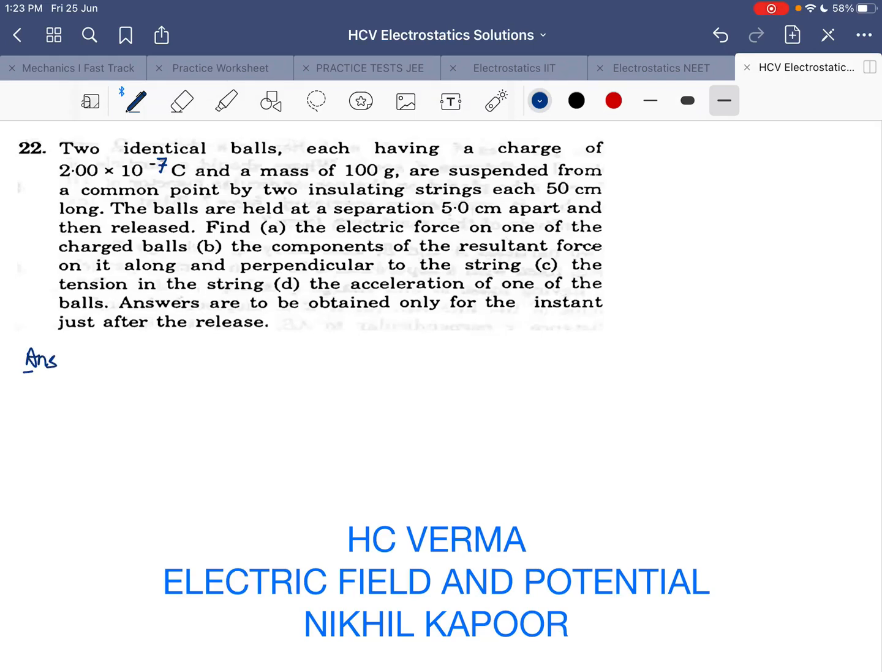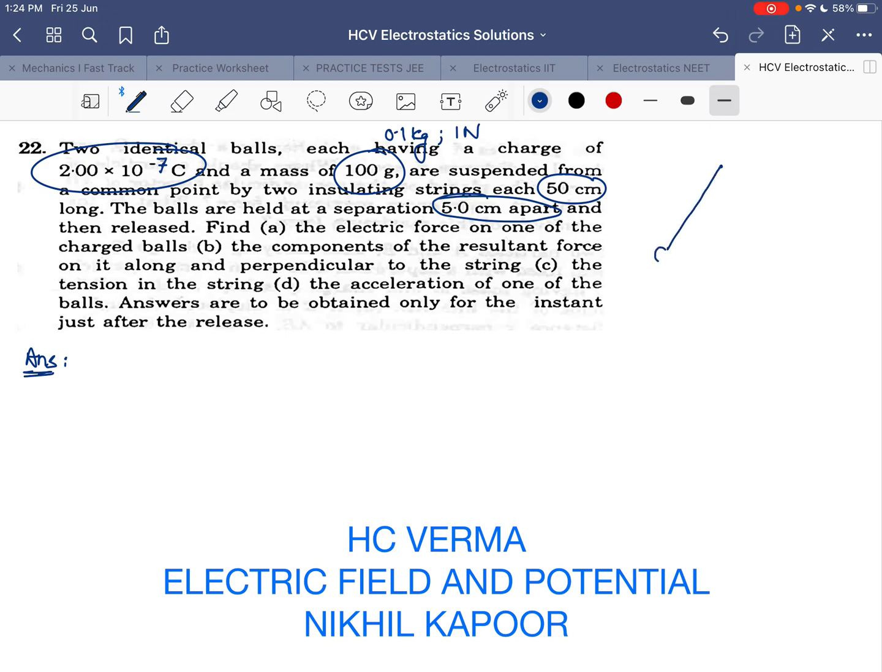Start with the 22nd example, and what is said in this example: two identical balls having a charge of this much coulomb, and their masses is 100 grams, so it will be 0.1 kilogram, or we can say 1 Newton is the weight, are suspended from a common point by two insulating threads 50 centimeter long, and balls are at a separation of 5 centimeter apart.